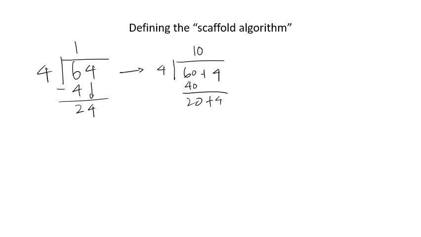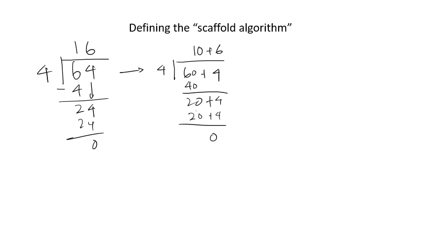And now 4 goes into 24. That goes in 6 times. So 4 will go into 24 here 5 times and then 1 time. So I could write this as 5 plus 1, or just 6. And so that's 24, and that leaves a 0. Sometimes people write a line there, and we'll write it as a 0 instead. And so this is what this scaffold algorithm shows.